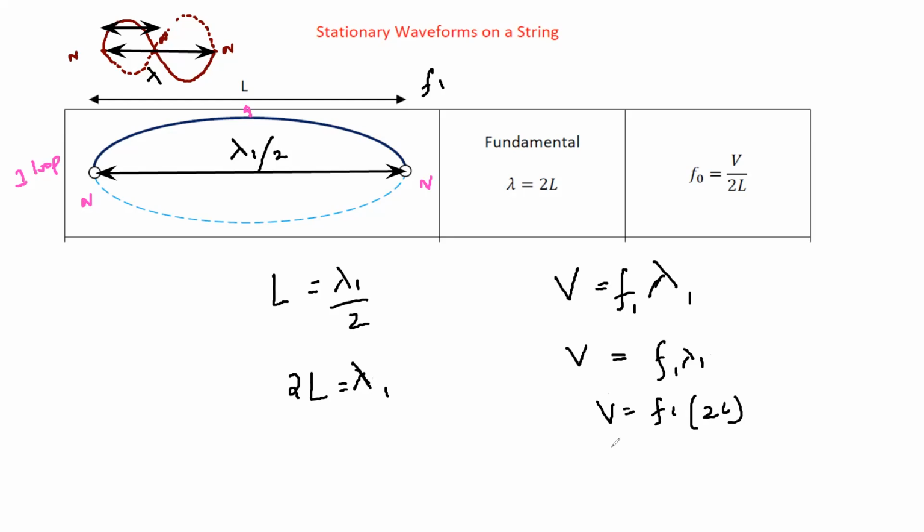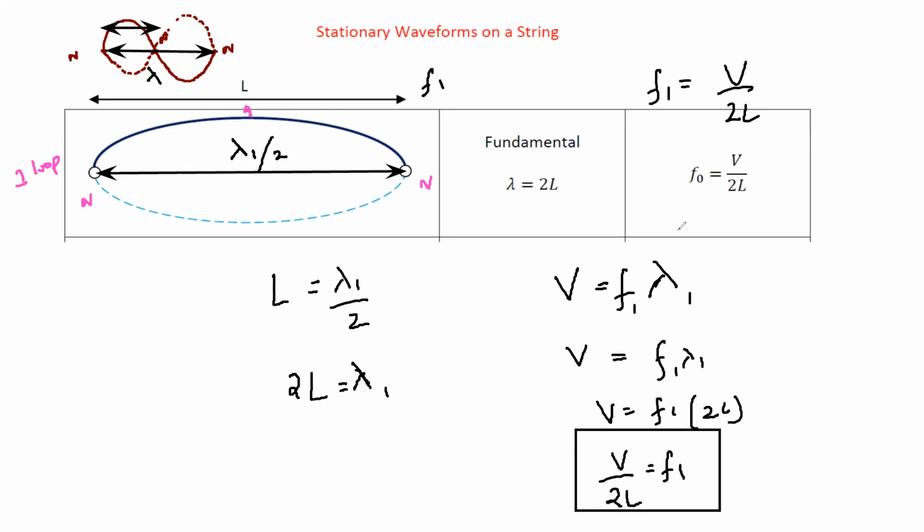This 2L is multiplied on one side, so on the other side it will be divided. So V divided by 2L is equal to F1. Here, why do they write F0? F0 also means the fundamental frequency. So you can also say F1, the frequency when it is vibrating in one loop, is given by the formula V divided by 2L. Is it clear how to calculate the frequency and the wavelength when the string is vibrating in one loop? Any doubt till this point?